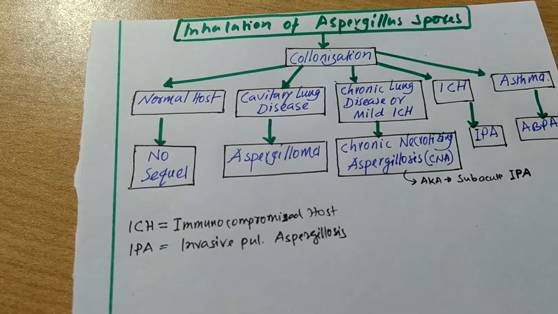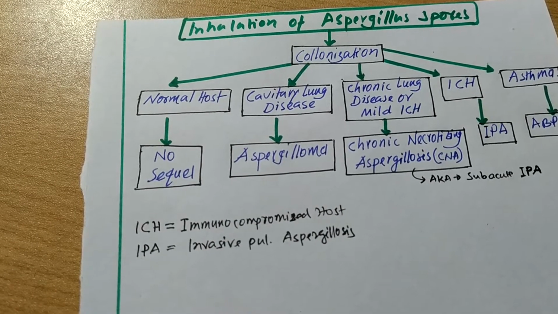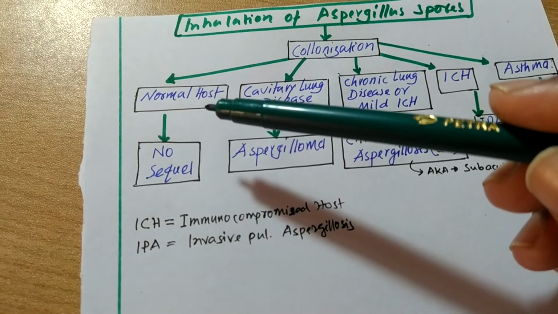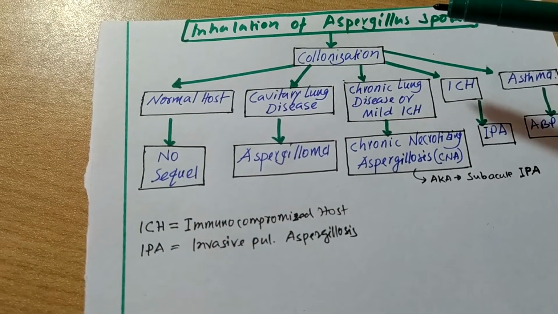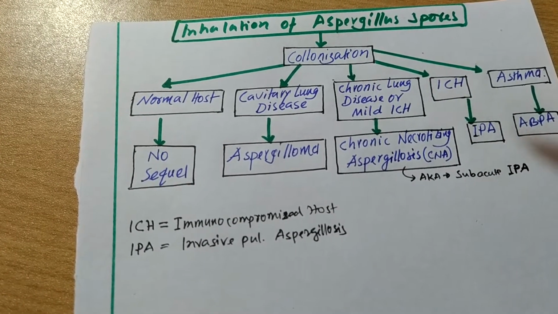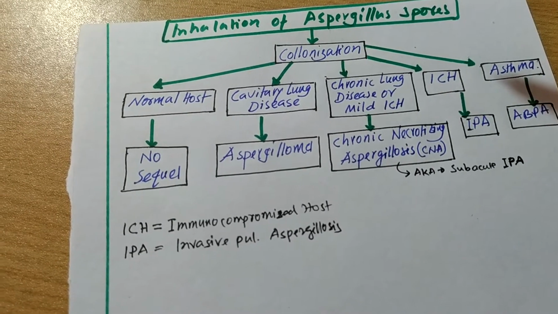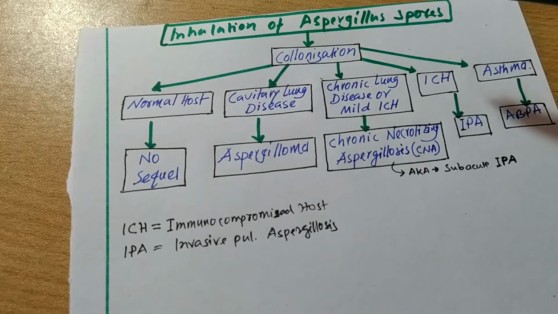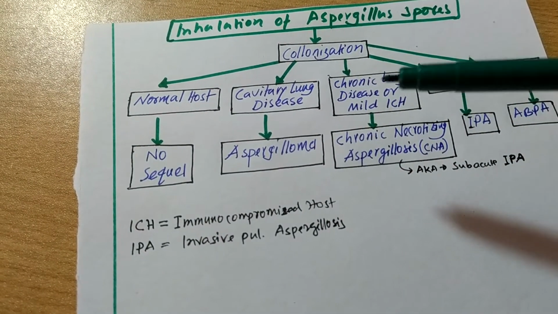After inhalation of Aspergillus spores, what happens? The spores enter the respiratory tract, and if the host is normal, that is immunocompetent, nothing happens. When the Aspergillus spore enters a lung having a cavitary lesion, that means the patient already has a cavity inside the lung due to any disease process like tuberculosis, lung abscess, trauma or any bronchial lesion, the spores germinate and form a ball, and that is called aspergilloma.